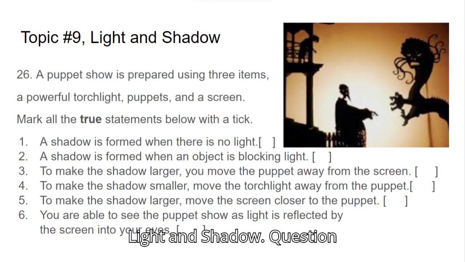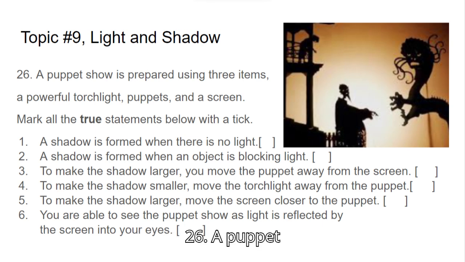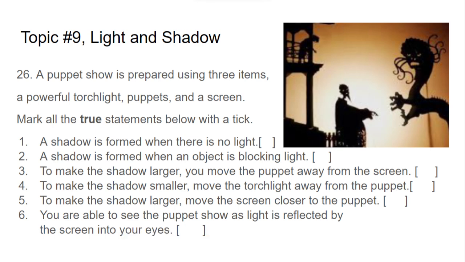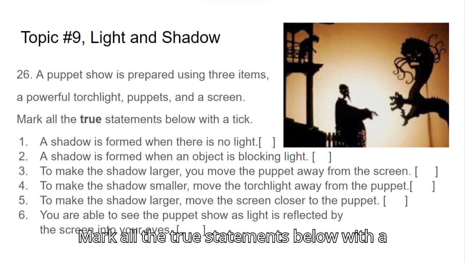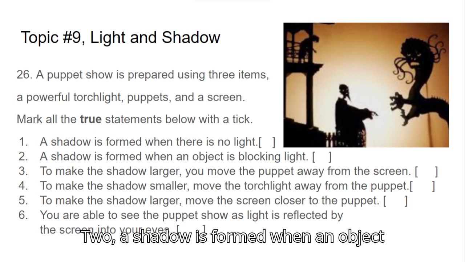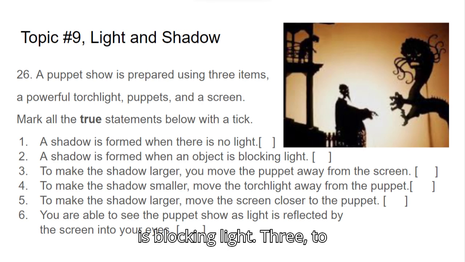Topic 9. Light and Shadow. Question 26. A puppet show is prepared using 3 items: a powerful torchlight, puppets, and a screen. Mark all the true statements below with a tick. 1. A shadow is formed when there is no light. 2. A shadow is formed when an object is blocking light.